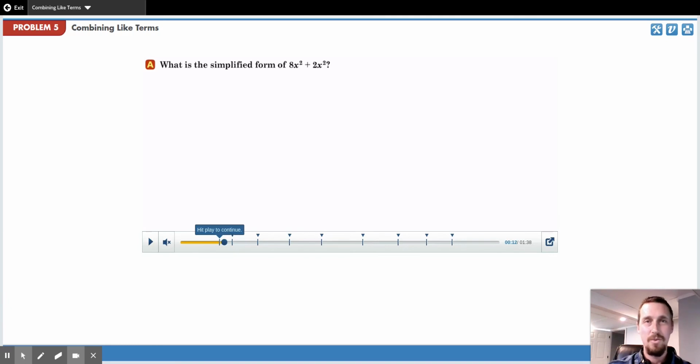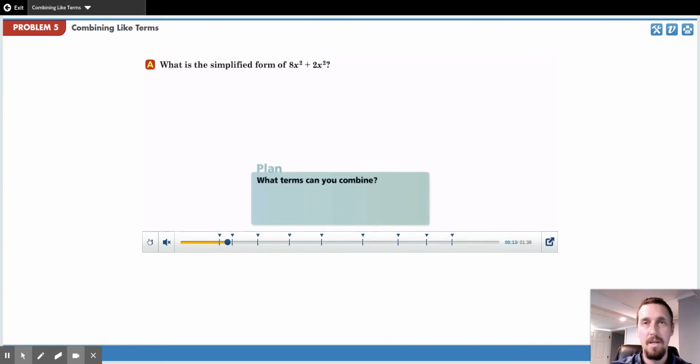Okay, last one. What is the simplified form of 8x squared plus 2x squared? We have like terms. So up until now, we've been simplifying just by removing the parentheses. And in this one, we also need to combine like terms. So which terms can you combine? Any terms that have exactly the same variables with exactly the same exponents. So all the x squareds in this case.